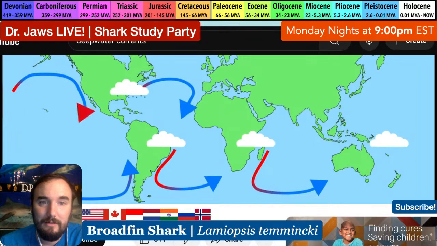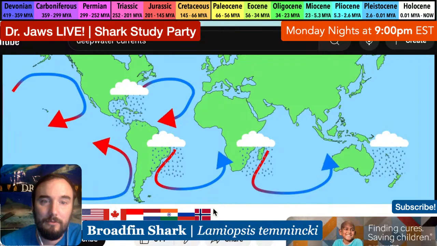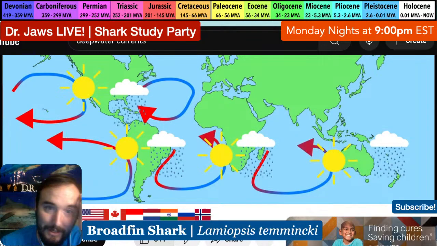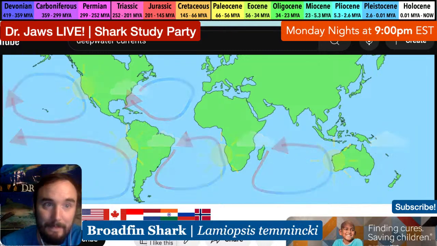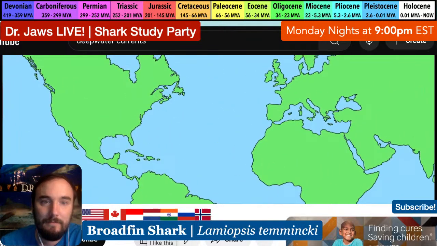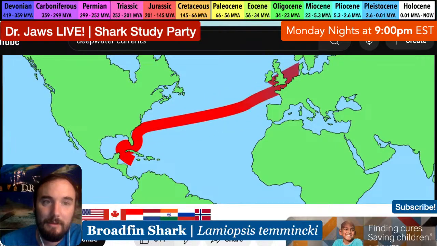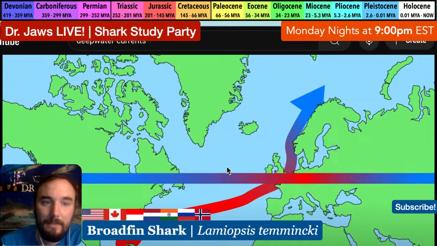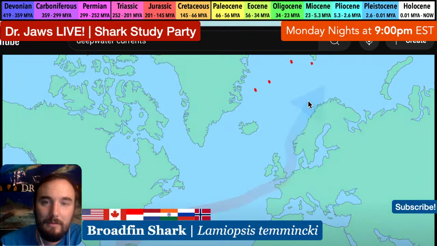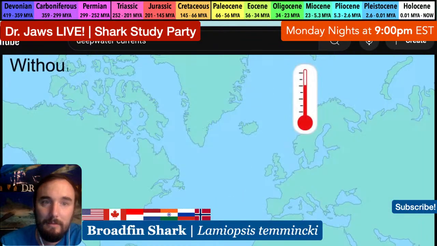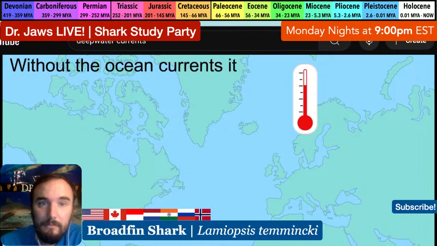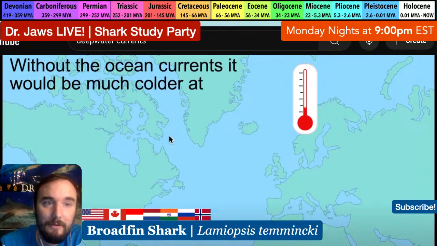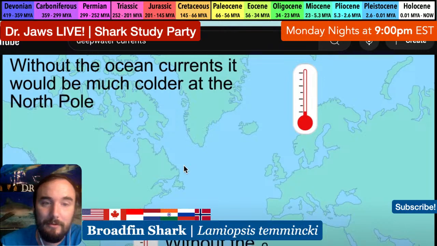This second layer is talking about how warm water fades into cold water and then rises back as warm water, and how that ultimately connects. So there's the Gulf Stream that becomes the North Atlantic Drift. Yep. Without the ocean currents, it would be much colder in the North Pole.